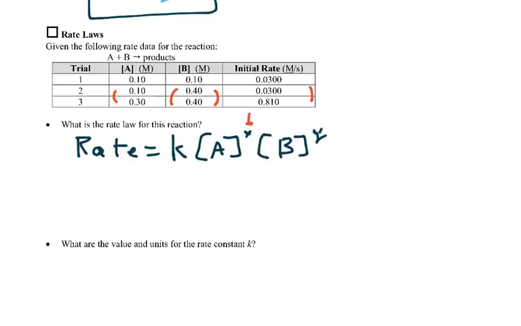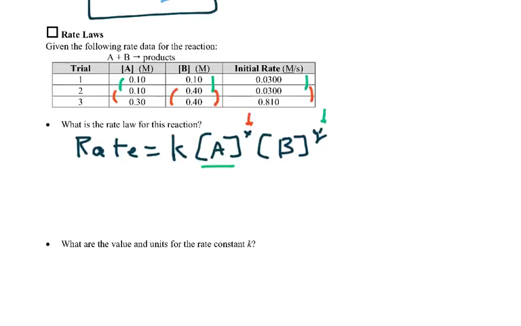In the same way, we can see that here, the A is not changing, so any difference in B is going to cause a difference in the rate. So we can use 3 and 2, or we can use 2 and 1 to figure out x and y. So let's go back and figure out our value here for the A first.